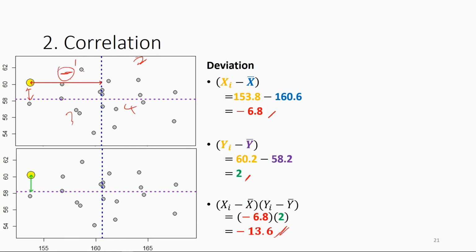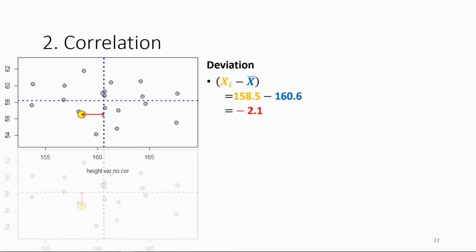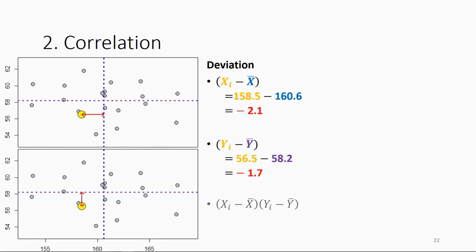Okay, so now we move to this quadrant, the third one, and see what happens. For this one, you can see this value is smaller than the mean of the X value, right? And this value is also smaller than the mean Y. If you do the calculation for the first one, you will get a negative deviation for X and a negative deviation for Y. If you multiply these two values, negative multiplied by negative, the negative signs cancel each other, then you get a positive value.